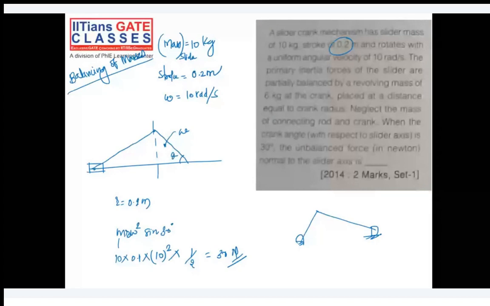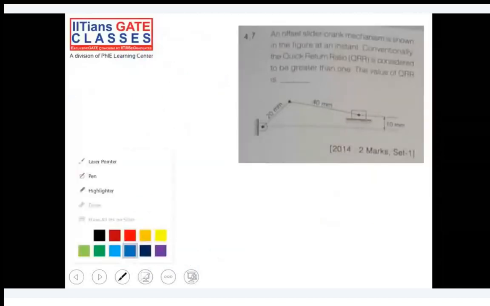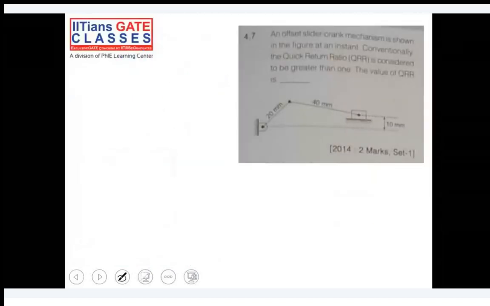Okay. Consider another question. Here we have an offset slider crank mechanism, and this question is for the quick return ratio. The offset slider mechanism is shown in this figure. At this particular instant, they are asking for the quick return ratio. The quick return ratio is considered to be greater than 1. So the value is obviously greater than 1, and what is it that they are asking?